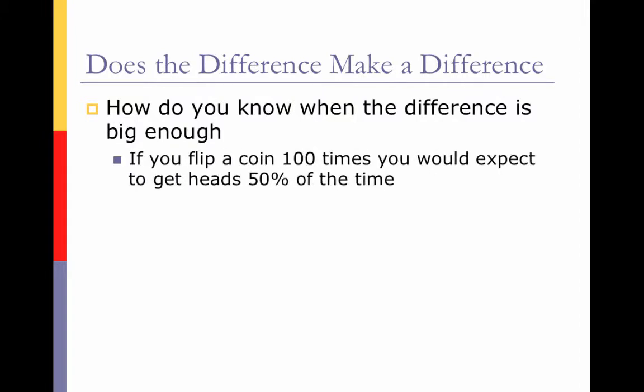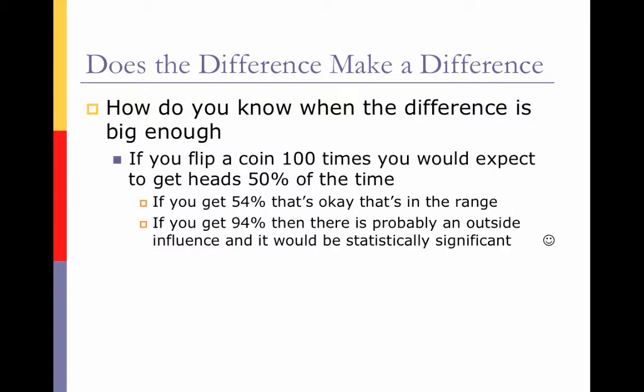So let's take a coin, for example. If you flip a coin 100 times, you would expect to get heads 50% of the time. If we were to end up with 54%, that would be okay. That's within the range of 50%. If we were to get heads 94% of the time, then there's probably some kind of an outside influence, and that would be considered to be statistically significant because it's so much greater than the 50%.